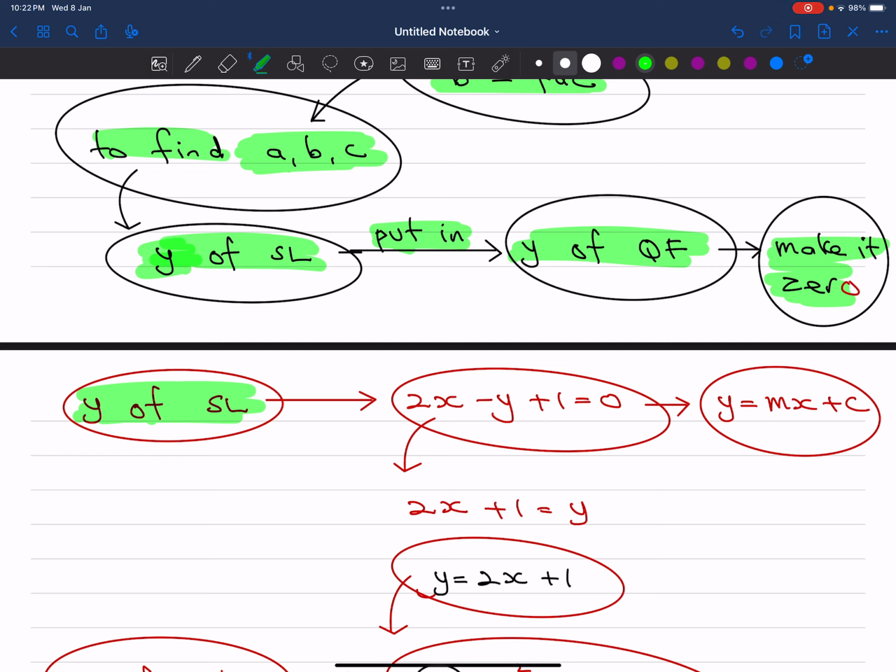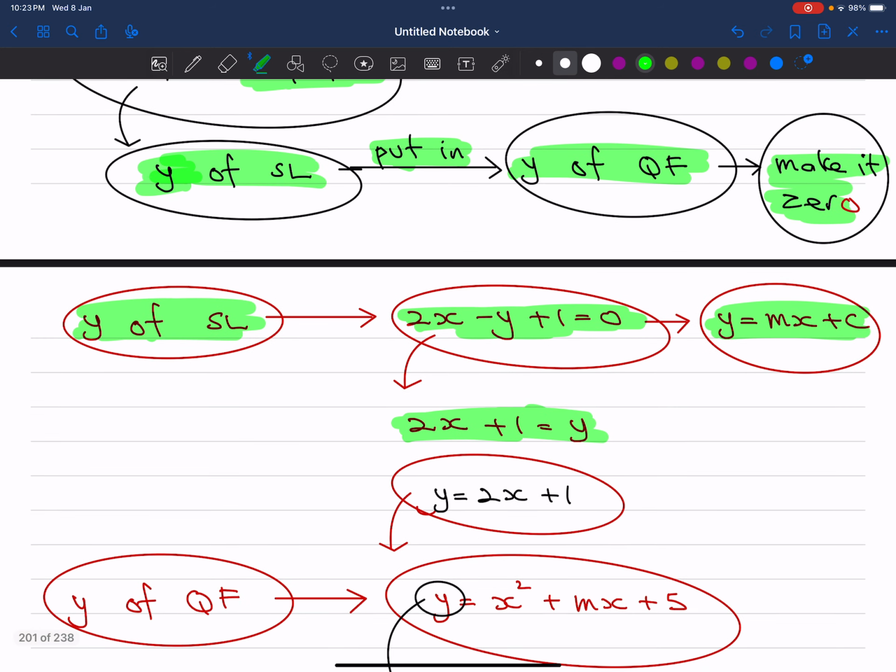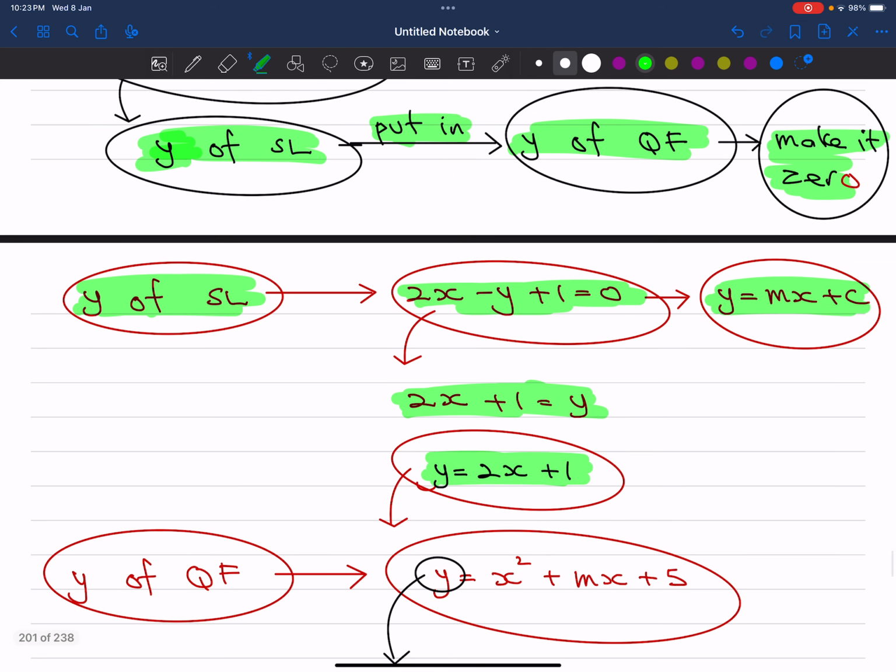The straight line given was 2x minus y plus 1 equals 0. And this straight line, I must change it to y equals mx plus c. I must make y the subject. So the negative y, I transfer to the right hand side, which gives me 2x plus 1 equals y. I just rewrite again as y equals 2x plus 1. So this is the y of the straight line.